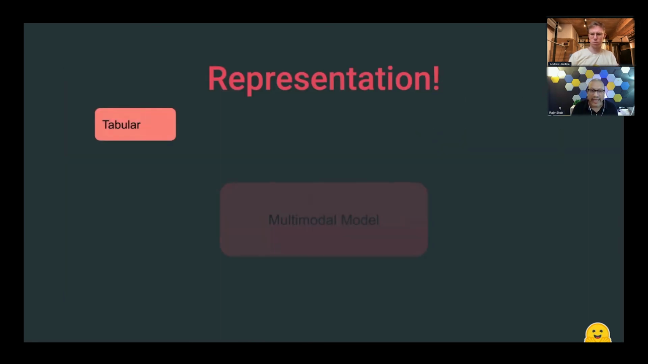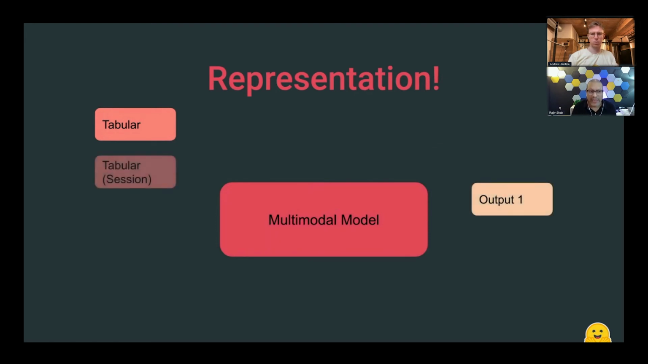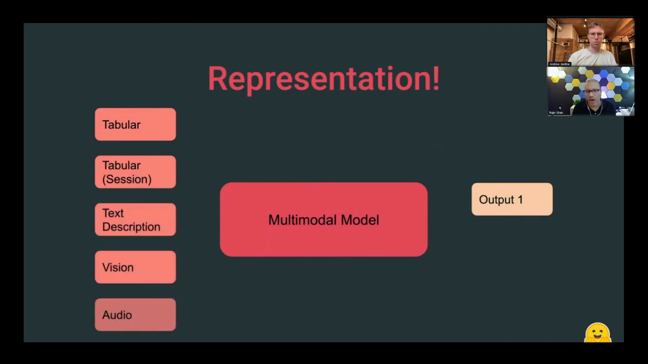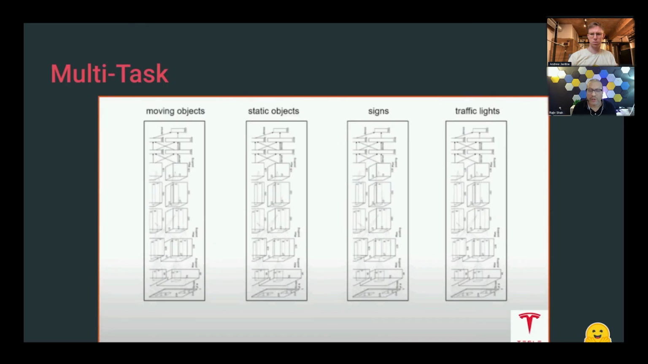But what this is getting at is the representation issue I talked about earlier, where we have tabular information, but we can now combine different types of information, text, vision, audio, all this stuff into these multimodal models. The other thing that's happening is multitask models. So models that can solve multiple tasks at once.